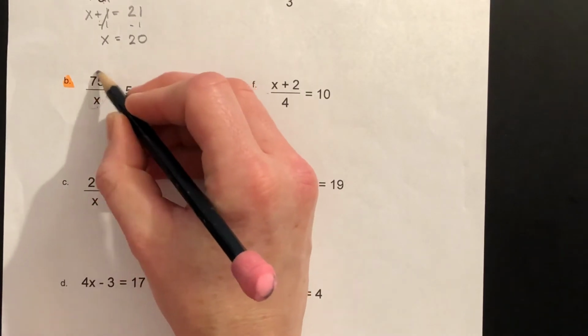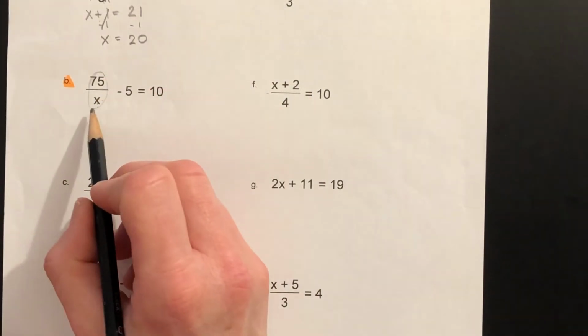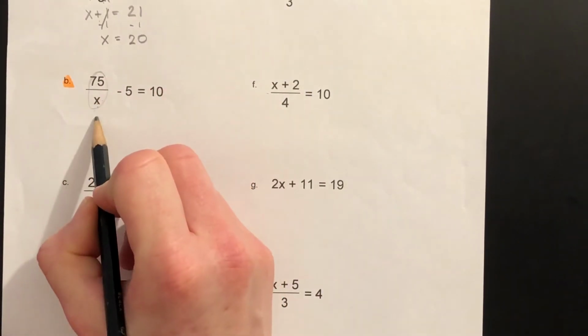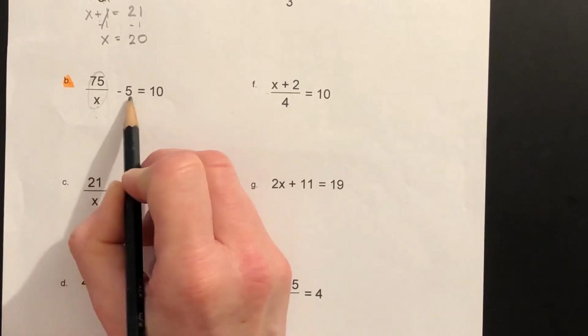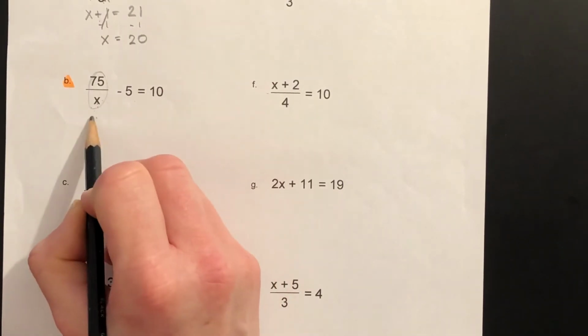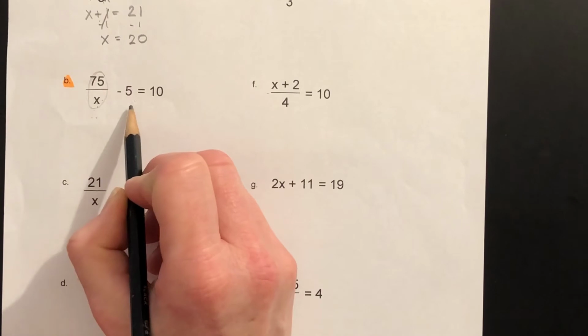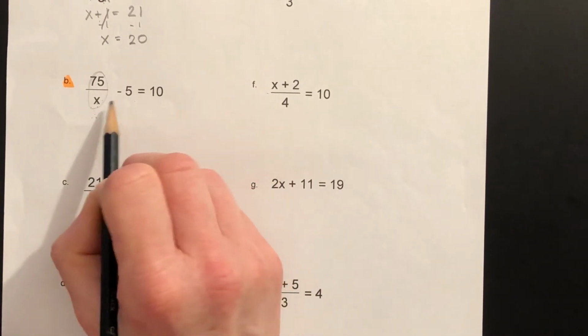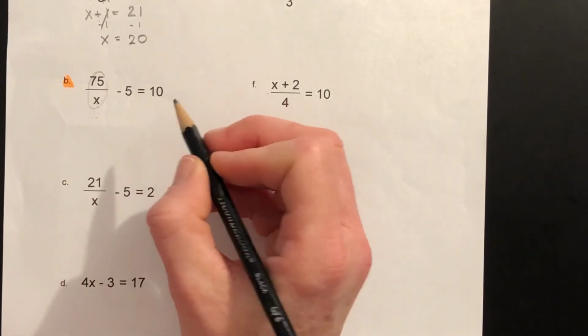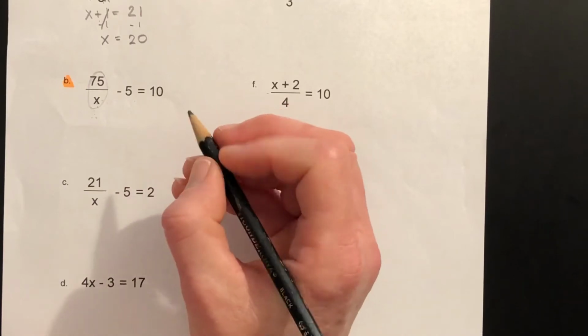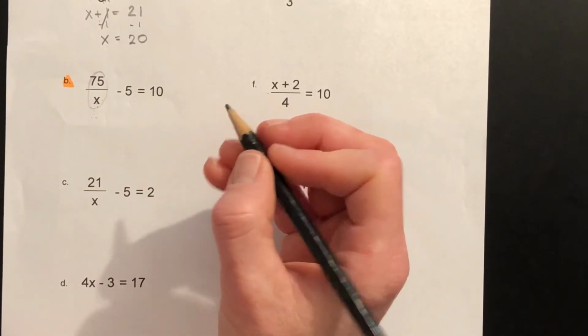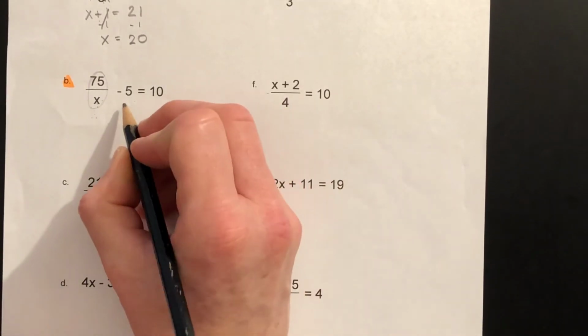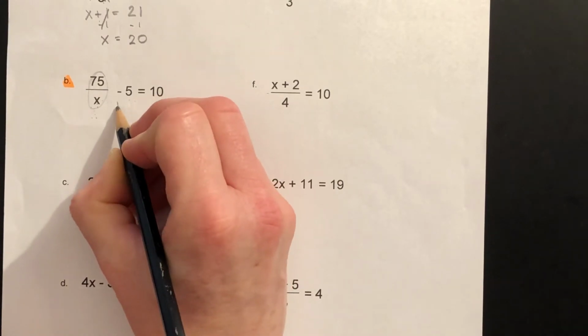This is our variable term. We've got to isolate the whole term first. Right now we've got a minus 5 over there with it. We can't let the minus 5 hang out with the term. We've got to get rid of the minus 5, and we do that using the opposite operation, also known as the inverse operation. The opposite of minus 5 is plus 5.